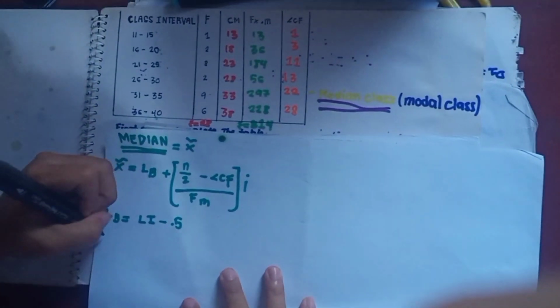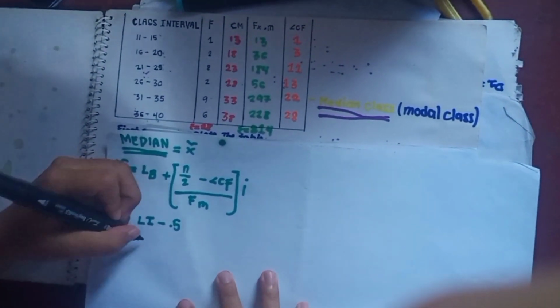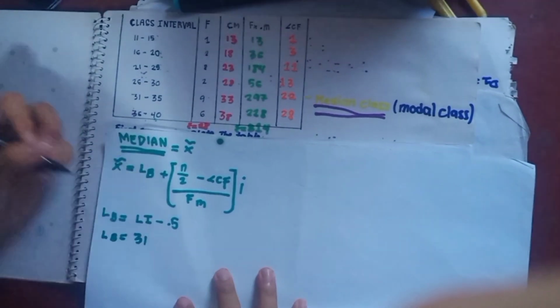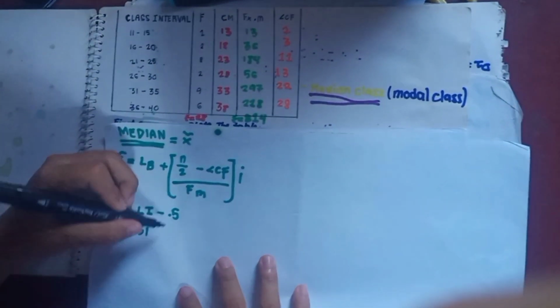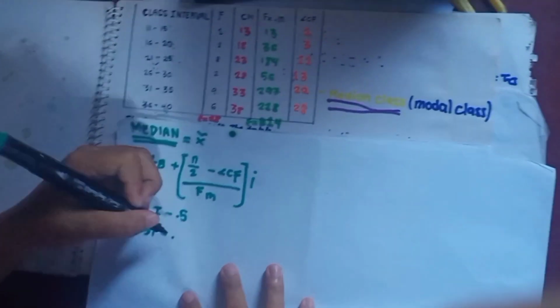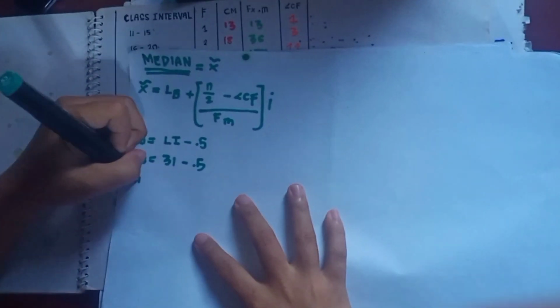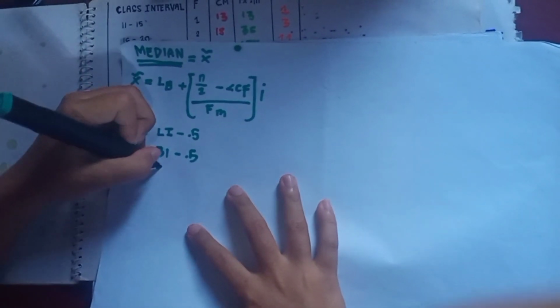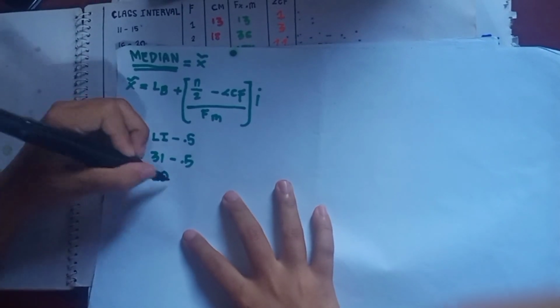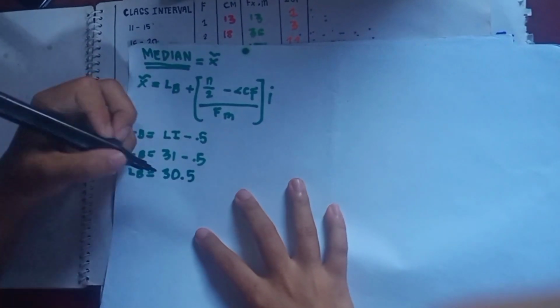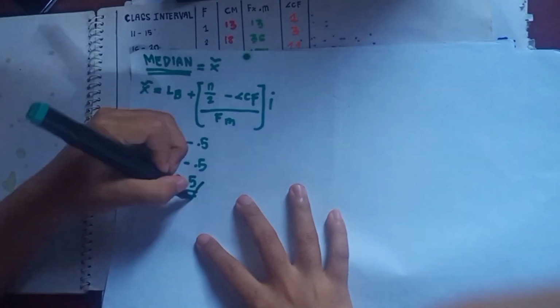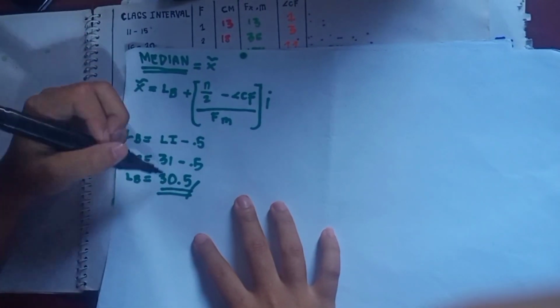So let's go back to our lower boundary. Like I said earlier, we can get the lower boundary by simply subtracting 0.5 from the lower interval of our median class. The lower interval of our median class here is 31. 31 minus 0.5 will be 30.5.